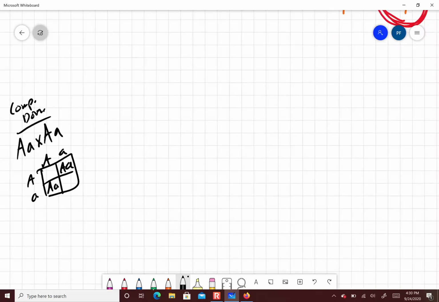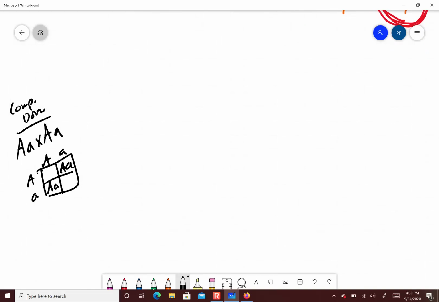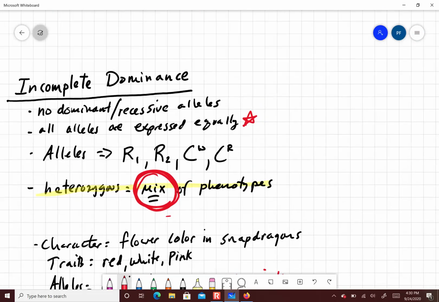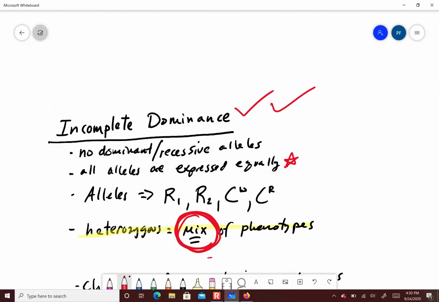And a lot of times I'll see people that, even though it says this is complete dominance, they automatically think that this is purple, this is white, and this is, okay, it's a mix of purple. I'm going to call this lavender. Like they'll do something like that, and we don't do that in complete dominance. We're only doing that in incomplete dominance.